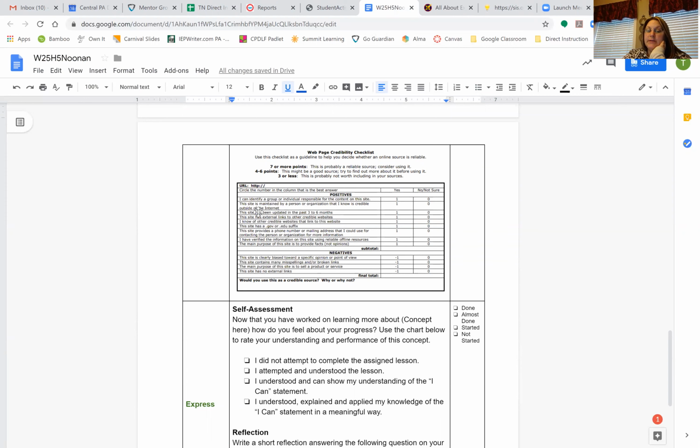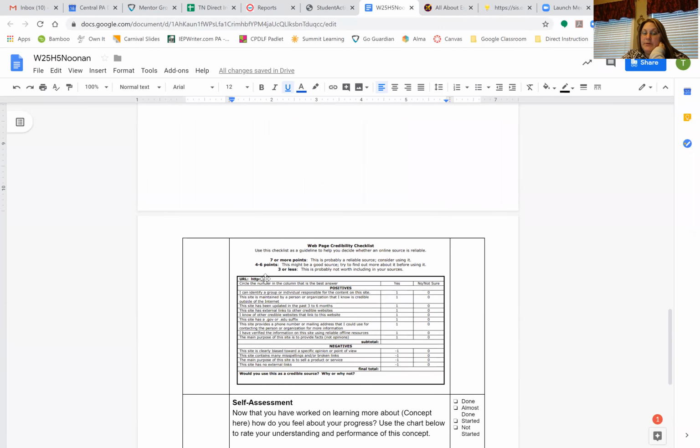You're going to answer these questions. For example, can I identify a group or individual responsible for the content? If you can, it gets a yes. If you're not sure, if it's not right there for you to find out, then it's a no. At the end, you will add these up. 7 or more points, this is probably a reliable source, and you could use it. 4 to 6 points, it might be a good source, but you might want to find other information before using it. And 3 or less, this is probably not worth including in your resources or even reviewing.